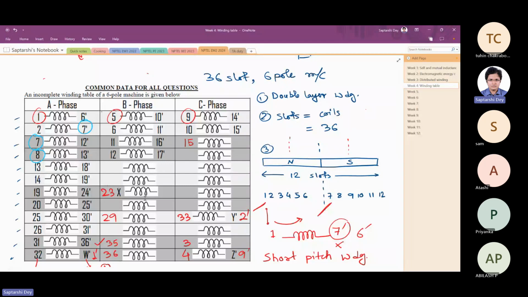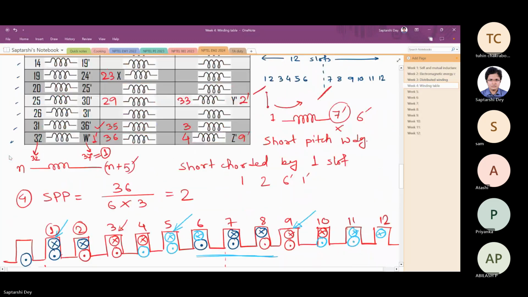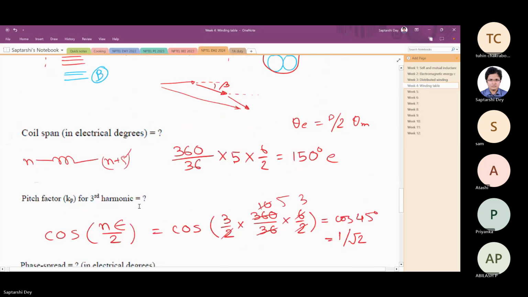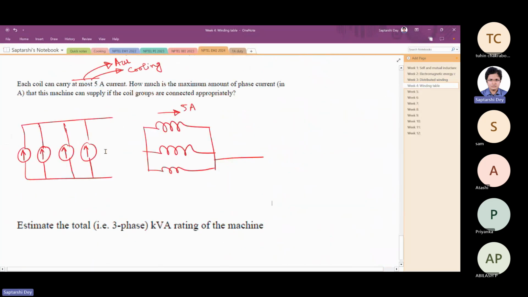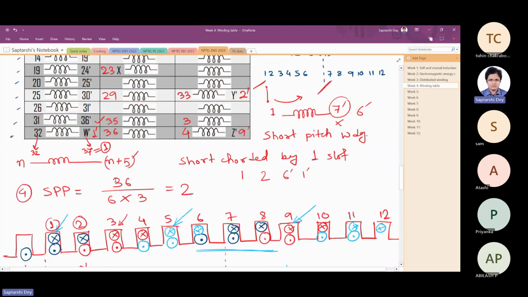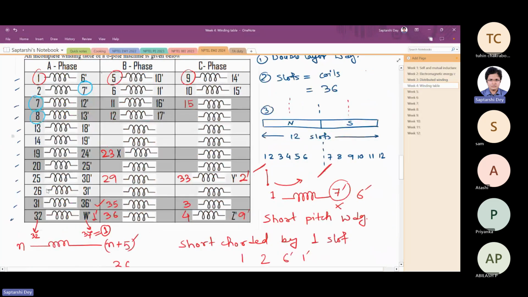Just thinking how the connection should be. There are several ways of doing connection here. They are saying each coil can carry at most 5 ampere. Now, A phase has 12 coils.